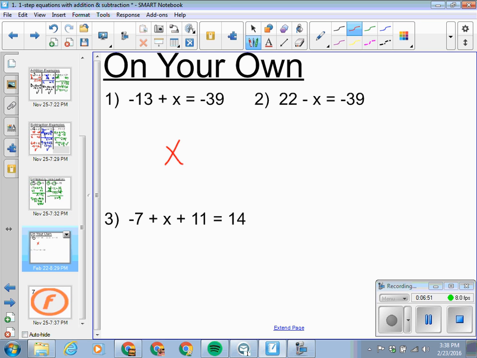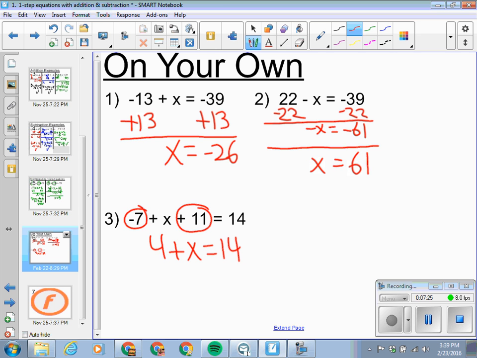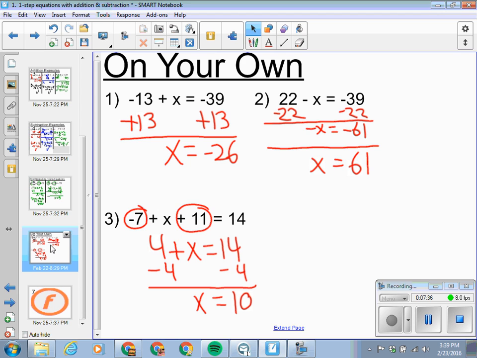We want to get x equals something over here. Get that by itself by adding 13 to both sides. x equals negative 26. Over here, we want to get x by itself. Subtract 22 from both sides. We have negative x equals negative 61. Flip to the opposite. Finally, combine like terms. Combine our negative 7 with positive 11 to give us 4. Subtract 4 from both sides to give us x equals 10. This concludes your lesson over one-step equations involving adding and subtracting.